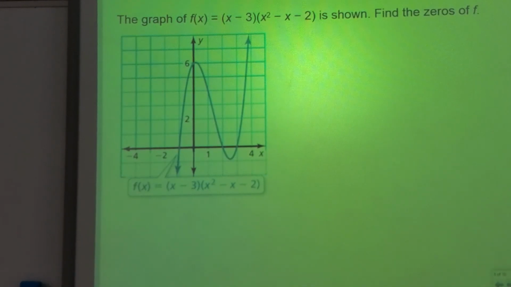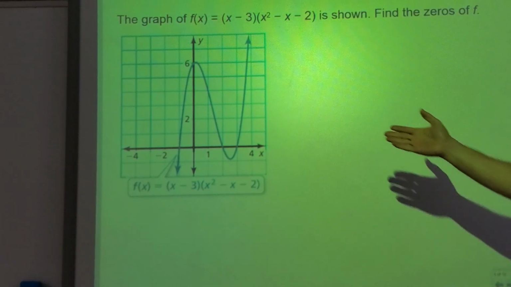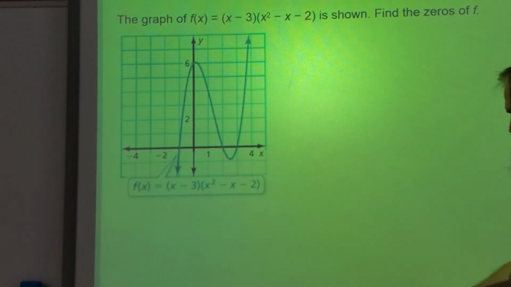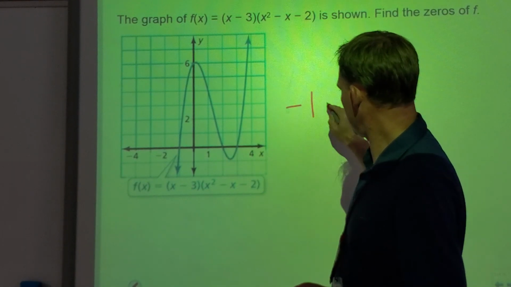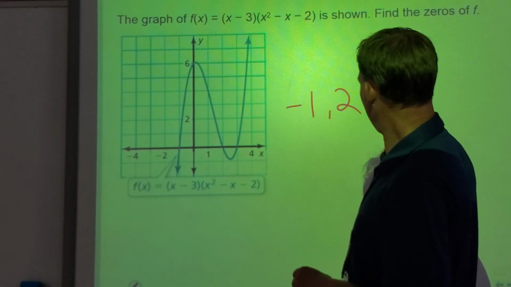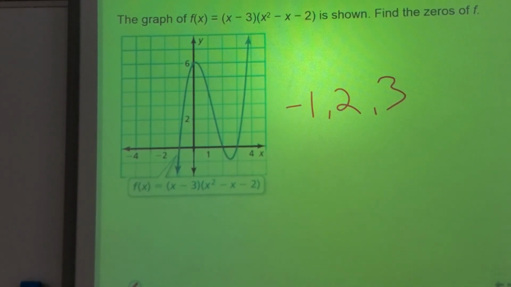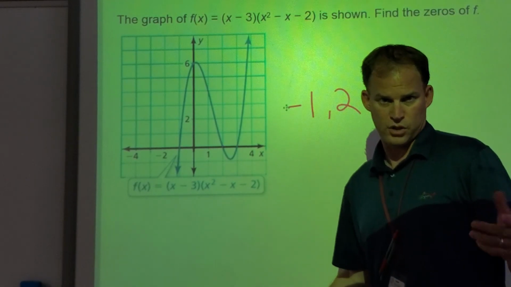So sometimes I'll just give you a graph. What are the zeros? What are the x-intercepts of this function? Well, look at the graph and tell me. So obviously I can see right here, it crosses at negative 1, positive 2, positive 3. So there you go. By looking at the graph, I can see what the zeros of the function are. Excuse me.